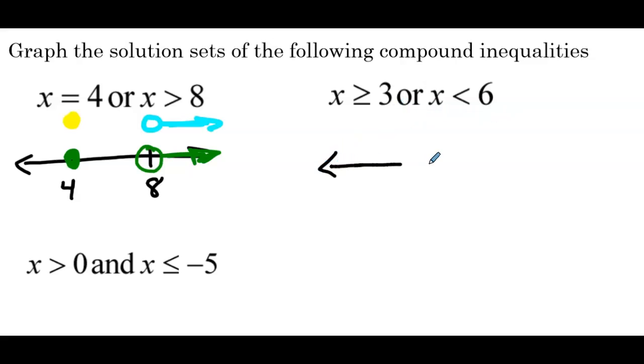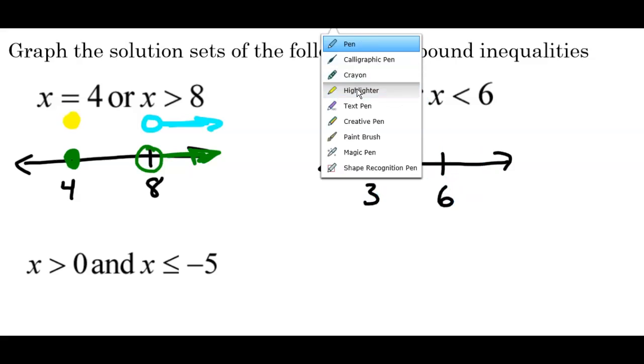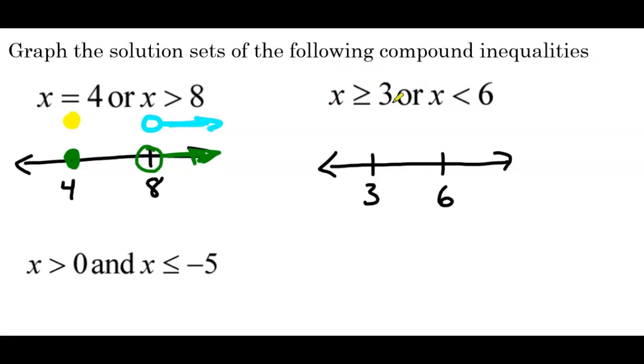Our next one, x is greater than or equal to 3, or x is less than 6. So we have 3, we have 6. So x is greater than or equal to 3. So closed point, shade to the right. And then x is less than 6. We have an open point, shade to the left.